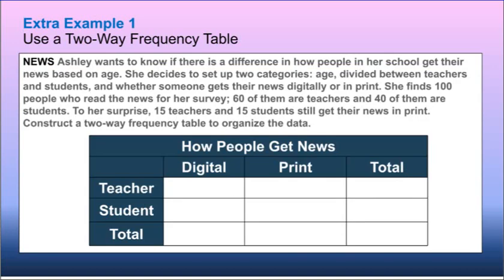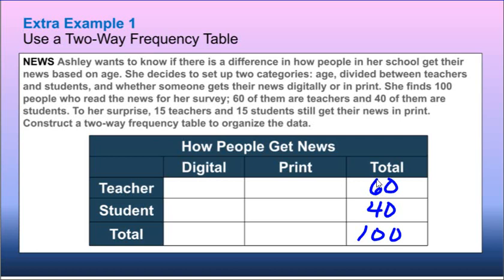Moving on to the next question. Ashley wants to know if there is a difference in how people in her school get their news based on age. She decides to set up two categories, age divided between teachers and students, and whether someone gets their news digitally or in print. She finds 100 people who read the news for her survey. 60 of them are teachers. So if I go into my table here that's already created for us, I'm going to put 60 in the total for teachers. That means there are 40 total students and 100 total people that took the survey.